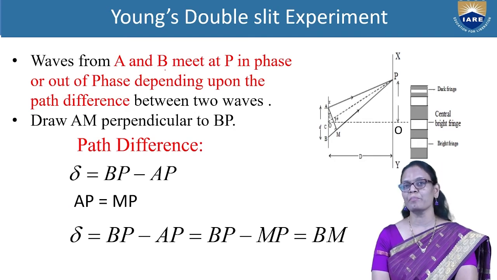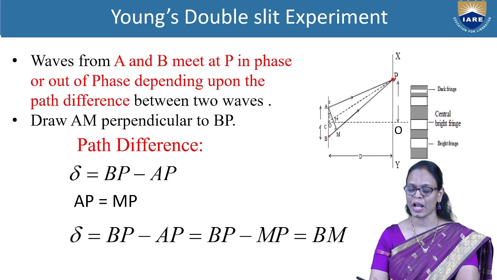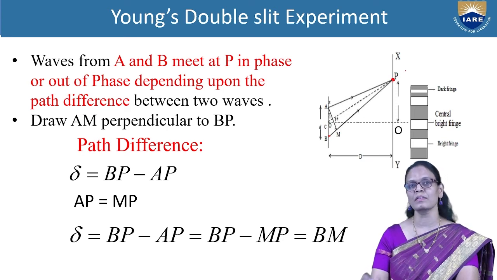Now waves from A and B meet at P in phase or out of phase depending upon the path difference between the two waves. These waves coming from A to P and from B to P are interfering here. Depending upon the path they travel, they may be in phase or out of phase. If they arrive in phase at point P, we will have constructive interference, that is a bright band. And when they arrive out of phase, we will consider it a dark band. So now we are going to calculate that path difference.